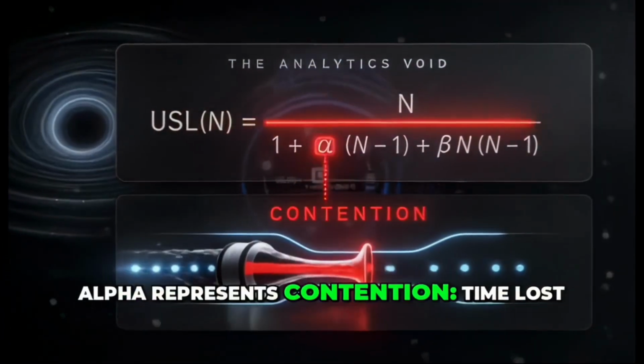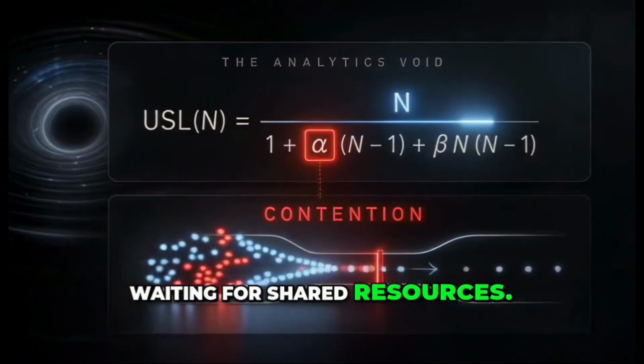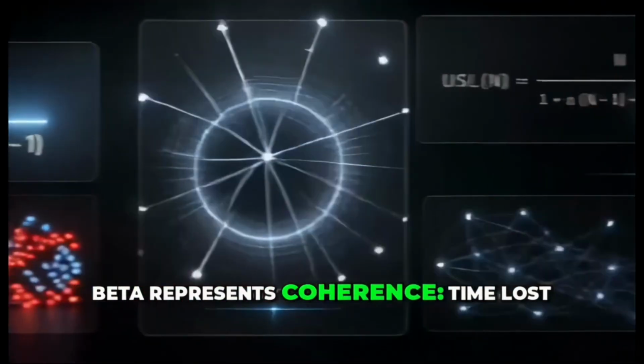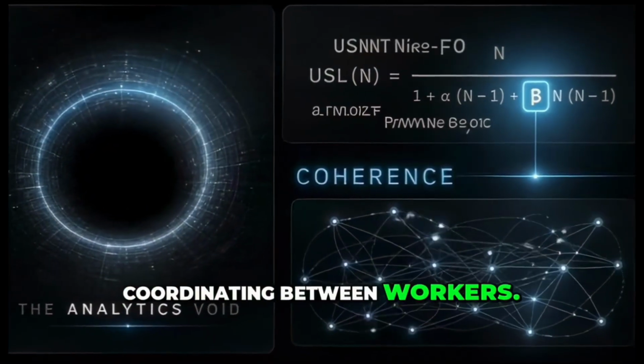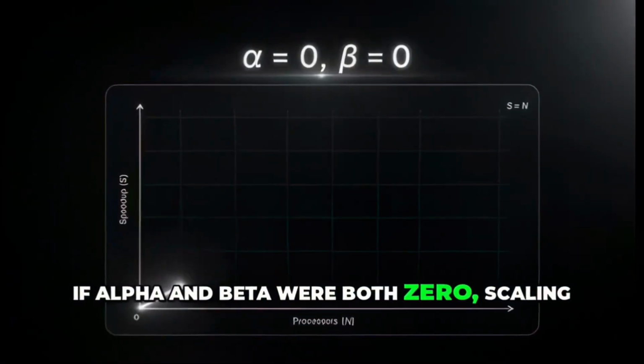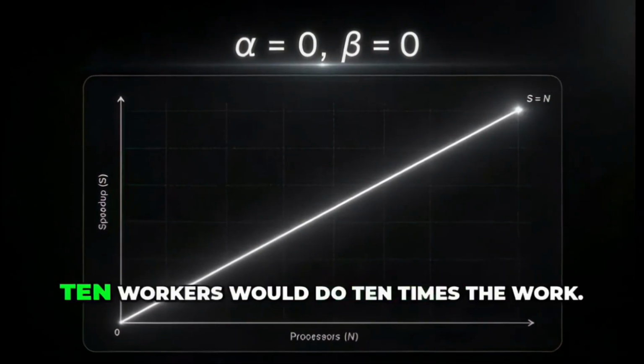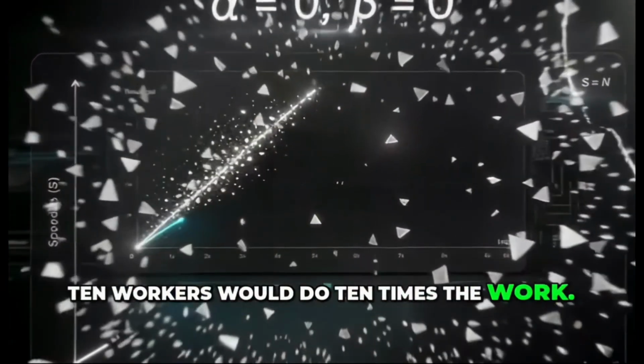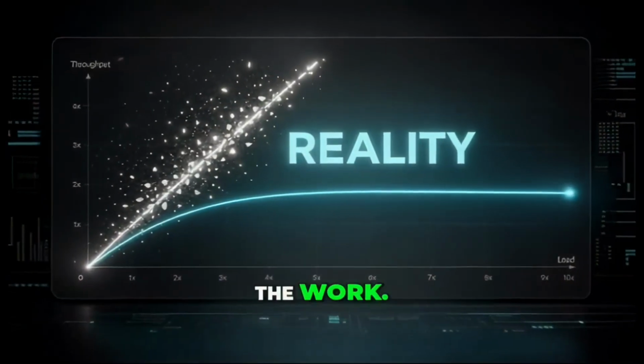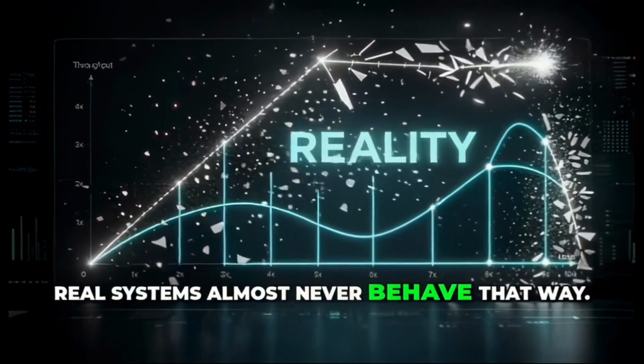Alpha represents contention, time lost waiting for shared resources. Beta represents coherence, time lost coordinating between workers. If alpha and beta were both 0, scaling would be perfect. 10 workers would do 10 times the work. 100 would do 100 times the work. Real systems almost never behave that way.